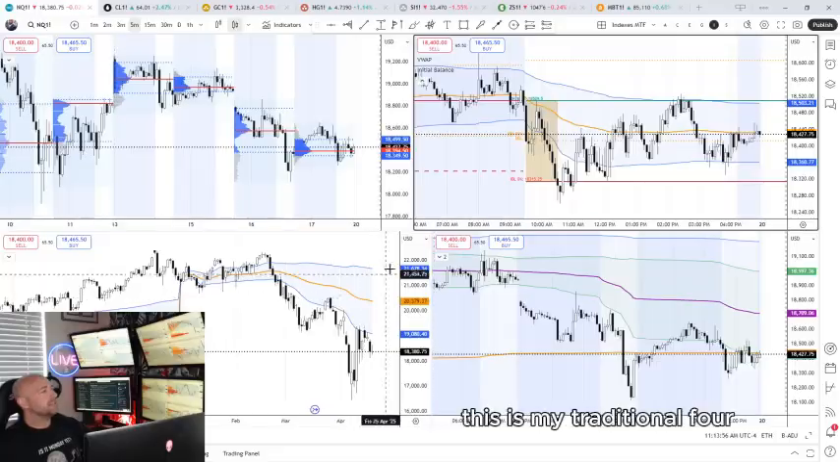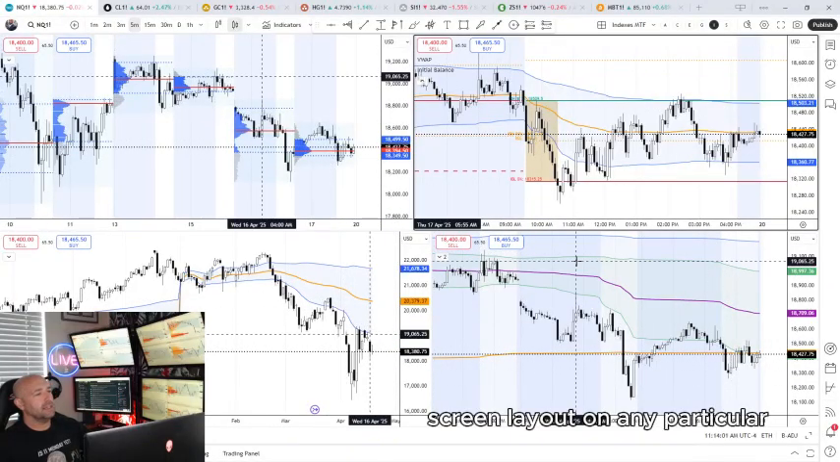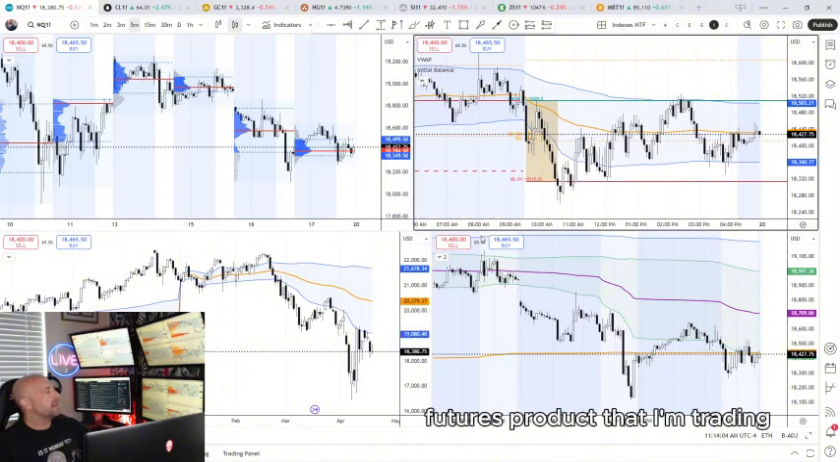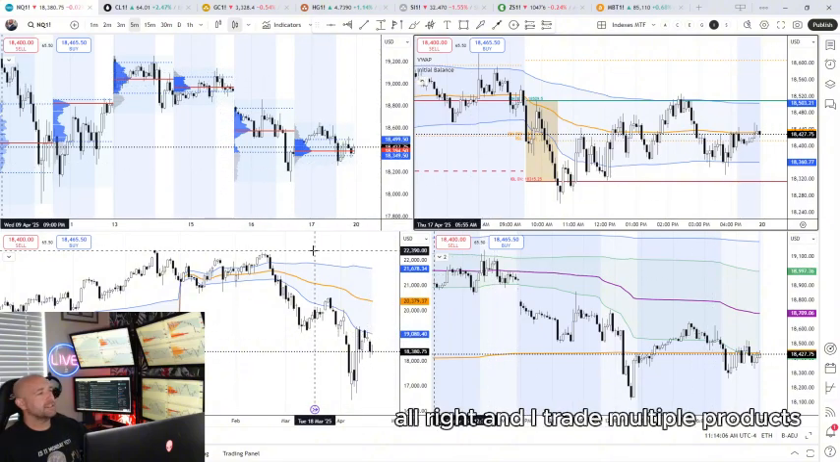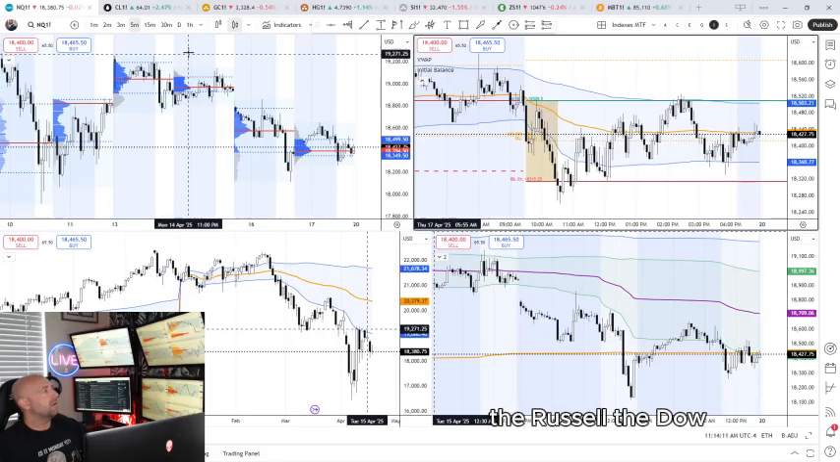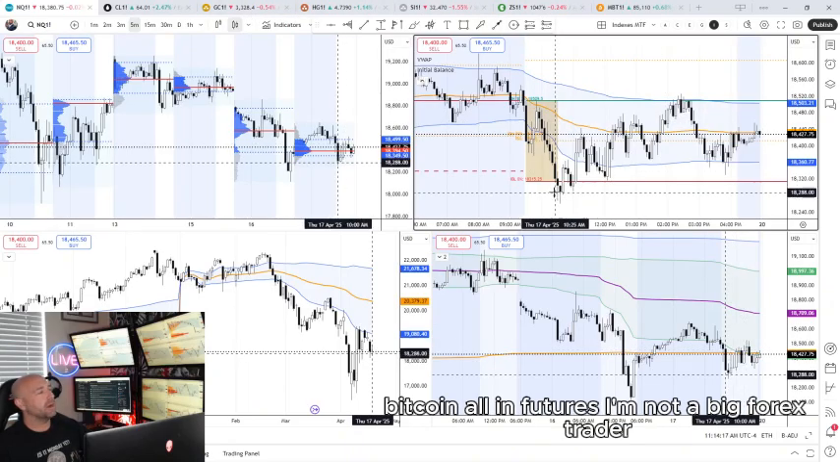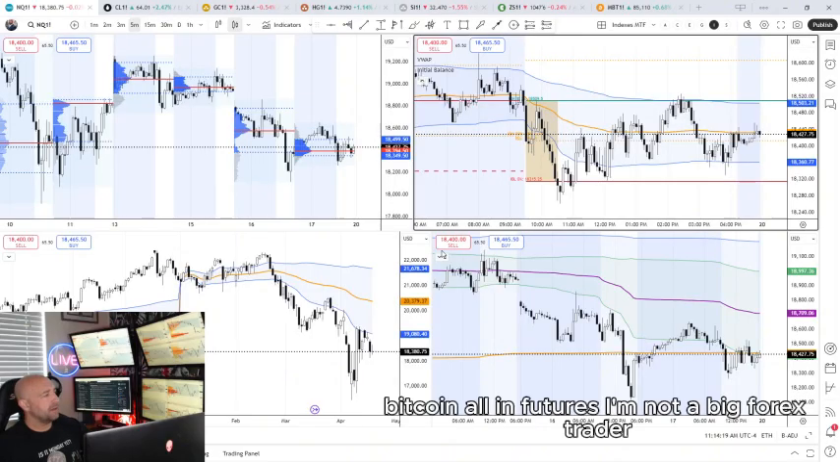Okay, everybody. So this is my traditional 4-screen layout on any particular futures product that I'm trading. And I trade multiple products. I'll trade ES, NQ, the Russell, the Dow. I'll trade oil, CL. I'll trade gold, GC, copper, silver, soybeans, Bitcoin, all in futures. I'm not a big Forex trader.